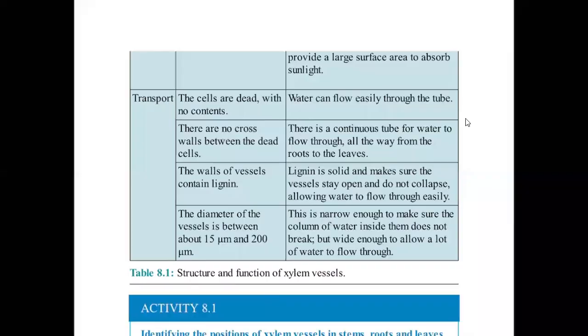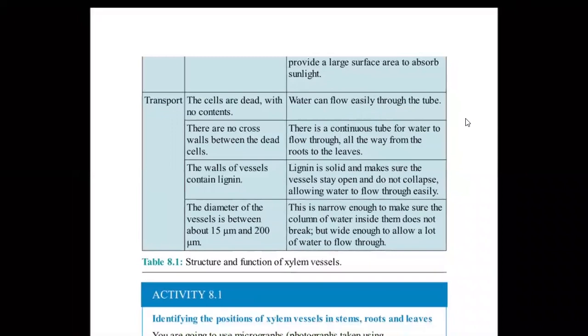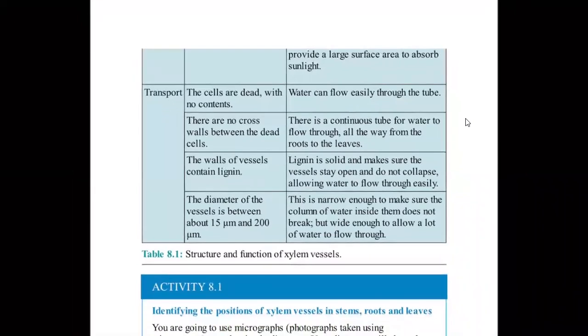The first point states that the cells are dead with no contents. Water can flow easily through the tube. This means that there is no blockage in a way. If there are no contents present, the water can just flow downwards. Because if there were contents present, then obviously the water would have to go through the contents, which would decrease the amount of water going through, or stop it in a way.